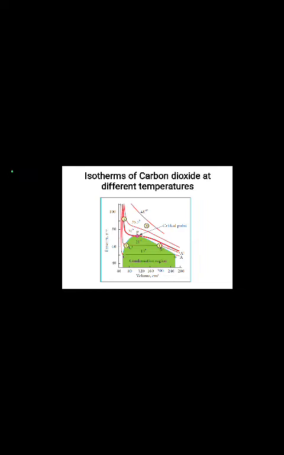Above this temperature, above what temperature? 31.1 degrees Celsius. Carbon dioxide remains as gas at all pressure values. It is then proved that many real gases behave in a similar manner to carbon dioxide. Though the nature of isotherm remains similar, the critical temperature, the corresponding pressure and volume are characteristic of a particular gas.